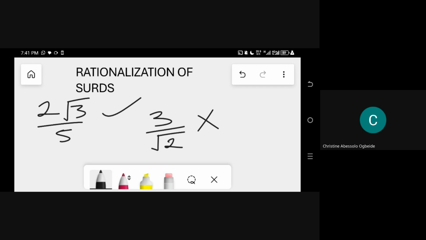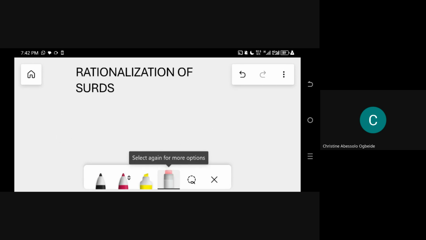Rationalizing the surd is you attempting to eliminate that root from the bottom and in essence trying to make the surd proper. That process of trying to make the surd proper by eliminating the root from the bottom is what you refer to as the rationalization of surds. So today we'll look at some questions on how to rationalize surds, and then we'll see how it goes from there before it gets to your turn where you have to answer questions in the class.